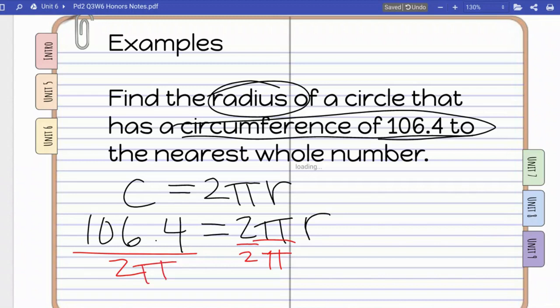moved over here too. It's important when you stick this in a calculator, you put 2 pi in parentheses, so your calculator knows that you're dividing 106.4 by an entire 2 pi. When you're using pi, there is a pi button on your calculator. It's the second button, and it's the caret button, which is below the clear button. So it's set to the nearest whole number, so radius is going to be approximately 17.